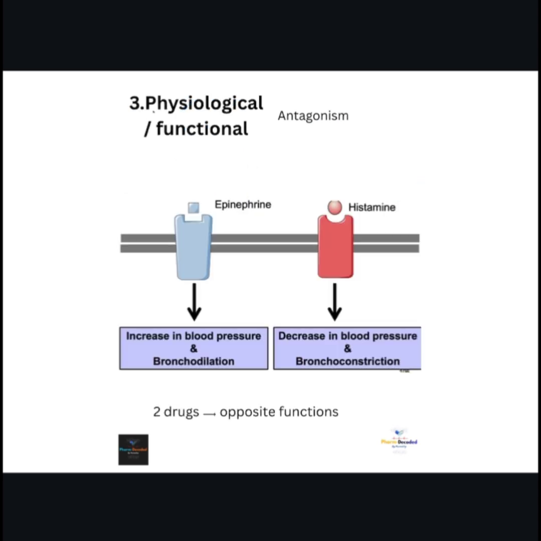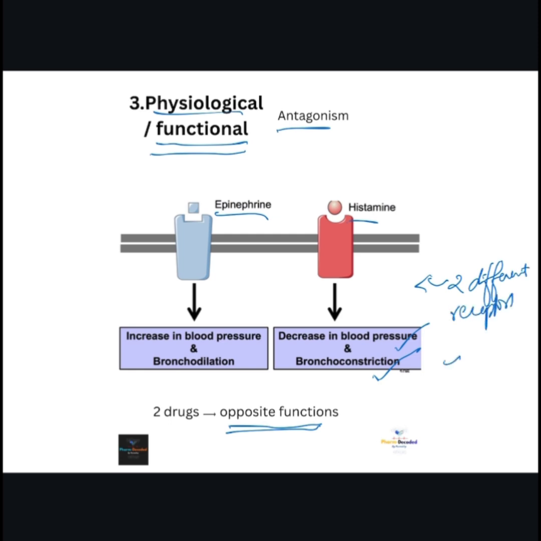Next type is the physiological antagonism. It is otherwise called functional antagonism. Here, the two drugs have opposite function. So, as you can see, epinephrine causes increase in blood pressure and bronchodilation, whereas histamine has opposite function, that is decrease in blood pressure and bronchoconstriction. So, in physiological antagonism, the two drugs have opposite function. So, the two drugs can act in two different receptors or can act by two different mechanisms altogether.